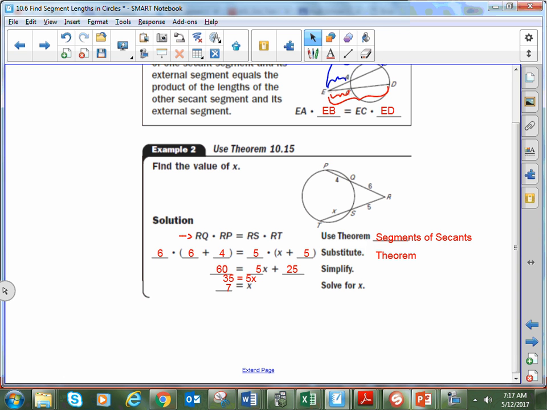So in this case, we're not being asked to find the lengths of the secants. We're only being asked to find the value of x. But if I wanted to find the length of the secants, again, like we did in the last example, I would just substitute the 7 in for the x, and then we could find the length of the overall secant, which would be RT.